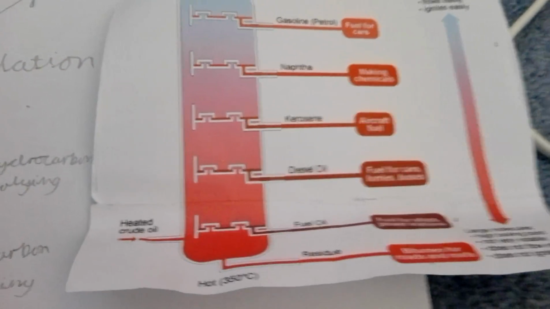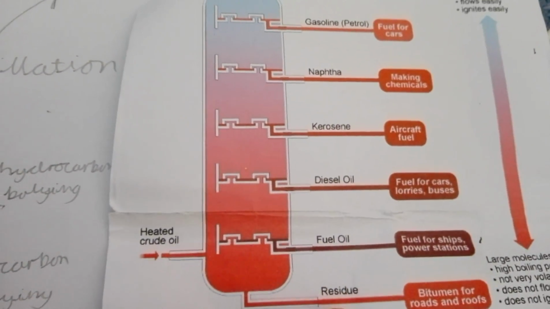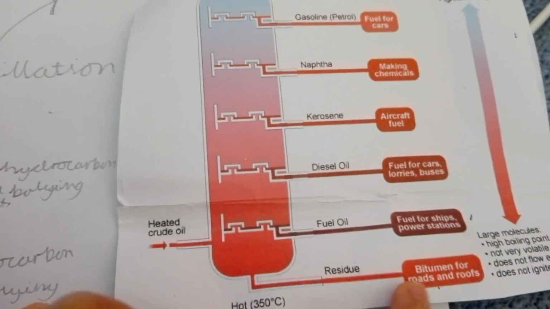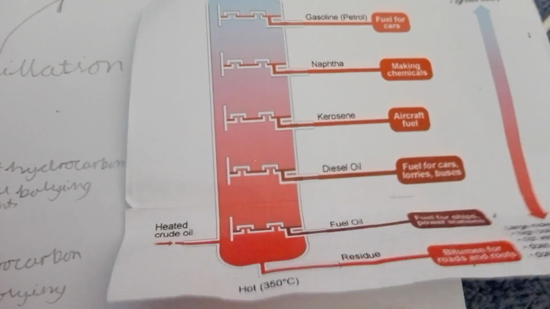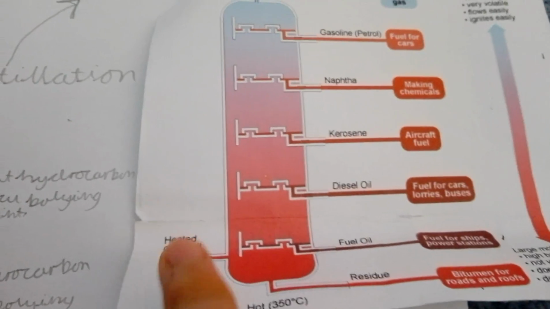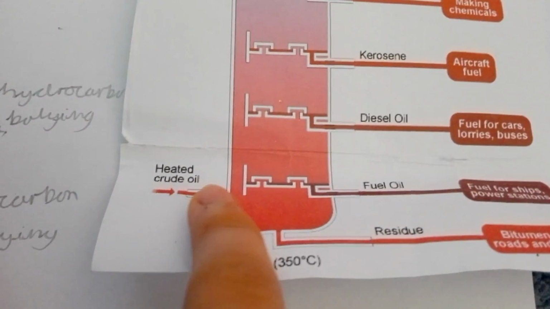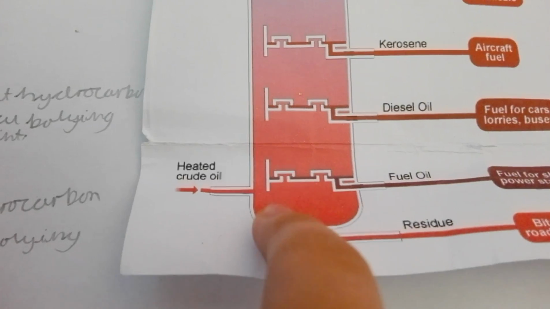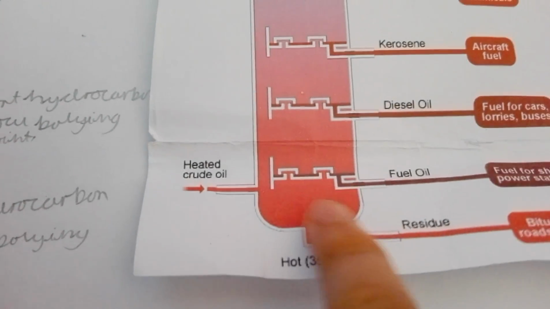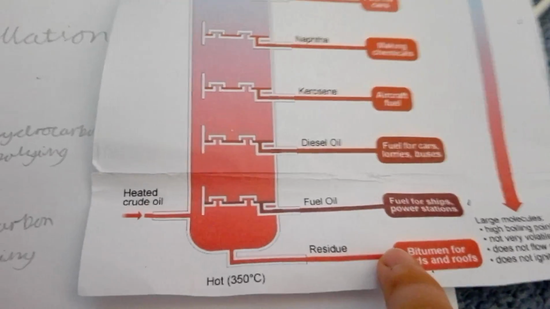And if you want to make residue, which is used to make bitumen, for roads and roofs, that will have a huge chain of hydrocarbon molecules, a little bit like this. That would be extremely long, and it will just about heat up, so it can move and condense in this bottom part here.